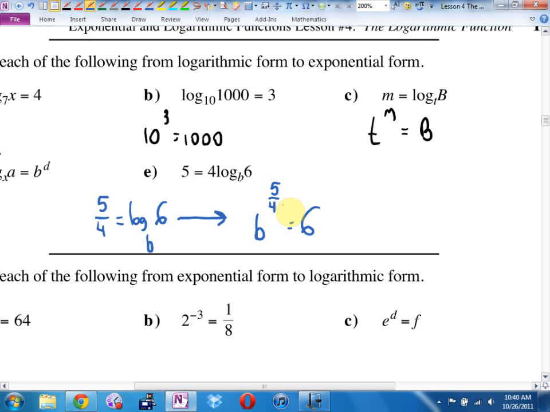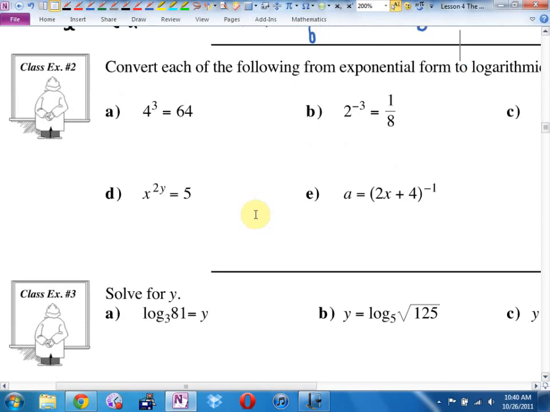Example two. Not only can I write something as an exponent if I know the log, I can also write something as a log if I know the exponent. So if 4 to the third equals 64, I'm going to get the log base what of what equals what? Base 4, don't say log 4. If you say log 4, I'm going to assume it's on here, not a base. So log base 4 of 64 equals 3.